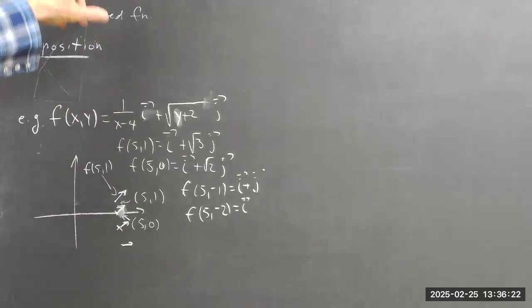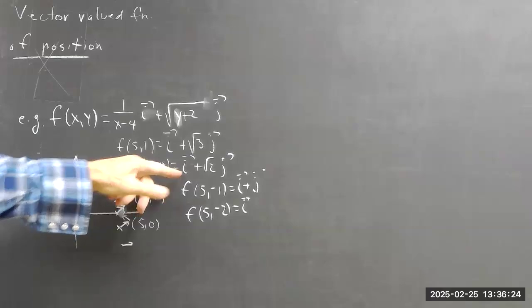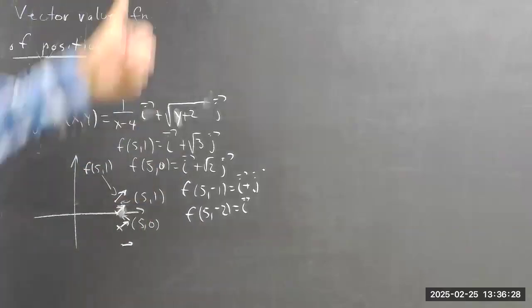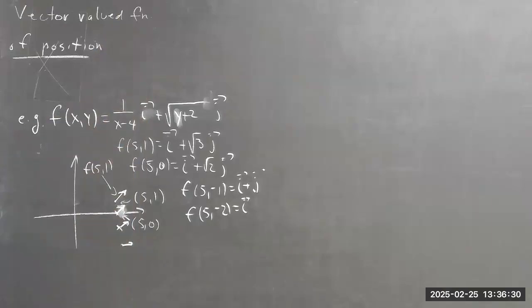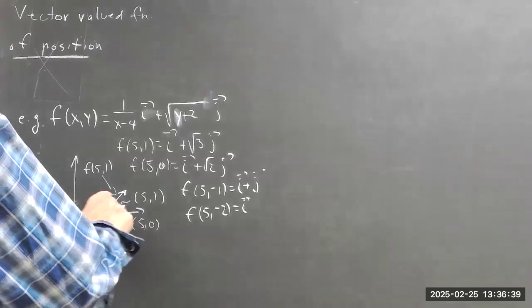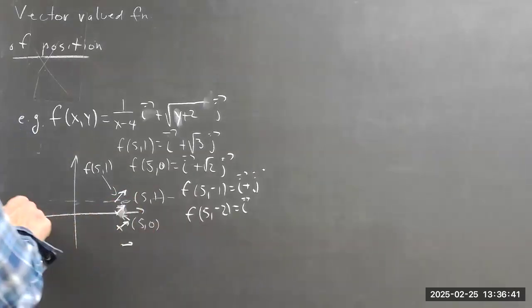And as you go up, the I component stays the same. You've got just plain old I, but you're adding a bigger multiple of j, right? Makes sense. And then let's say we go along this line where y equals 1.